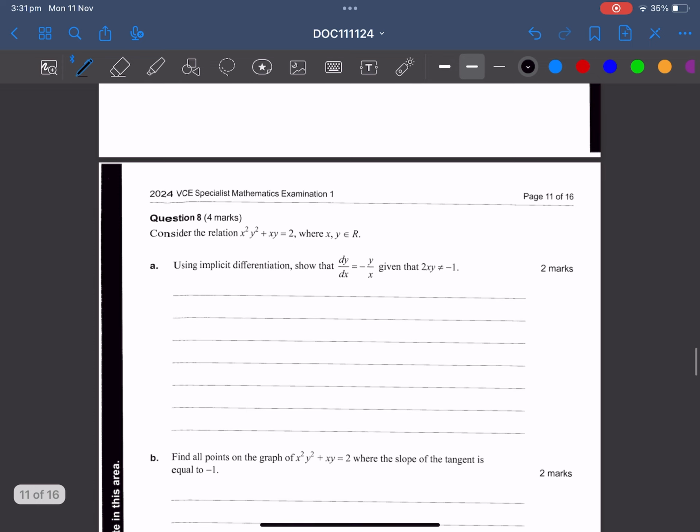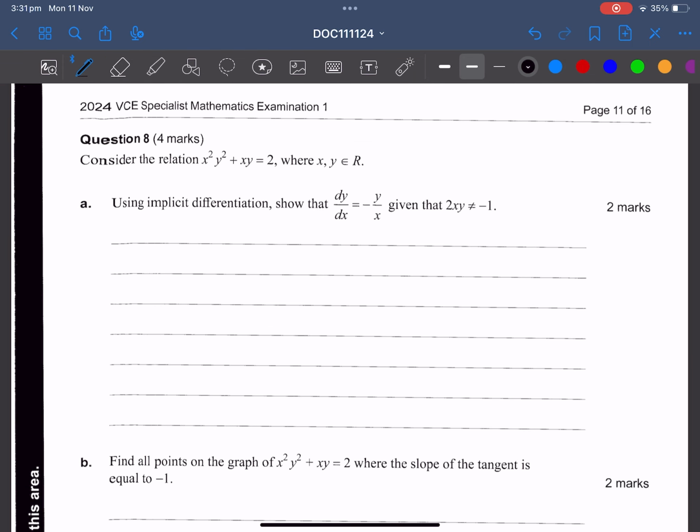Moving on. Okay, so using implicit differentiation, show that, given that x squared y squared plus xy equals 2, and this is our relation over here. Very well, so we just use the product rule. So we have 2xy squared plus 2yx squared dy/dx plus y plus x dy/dx equals 0.